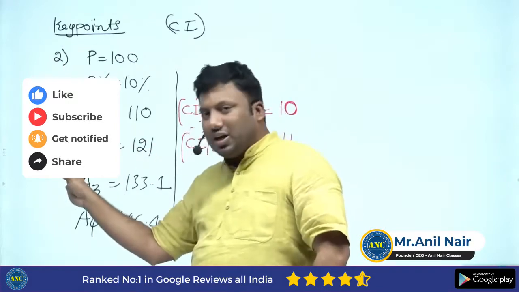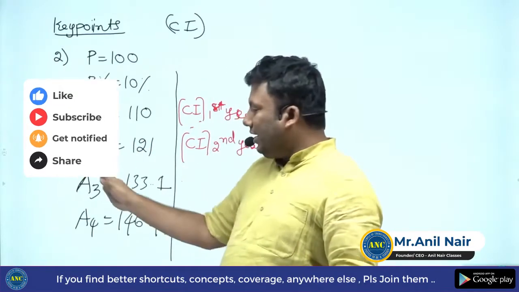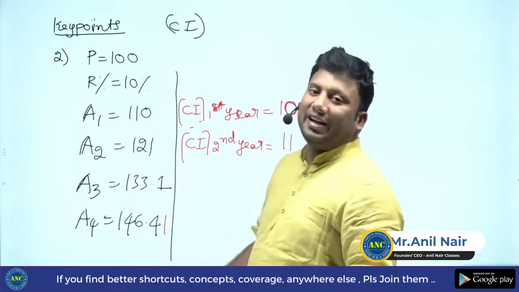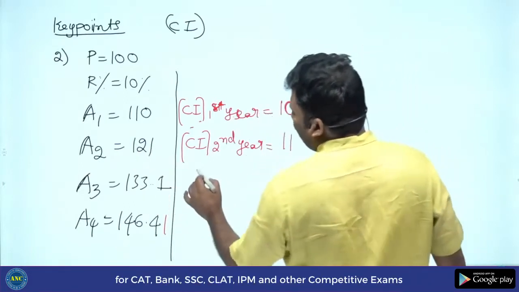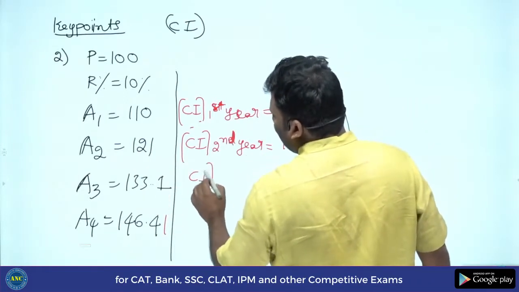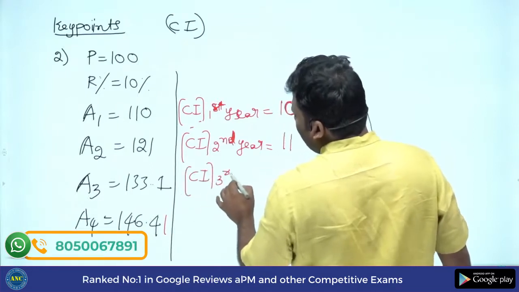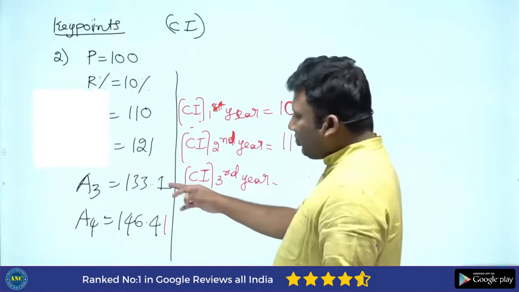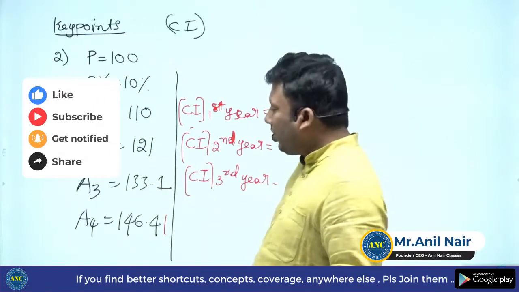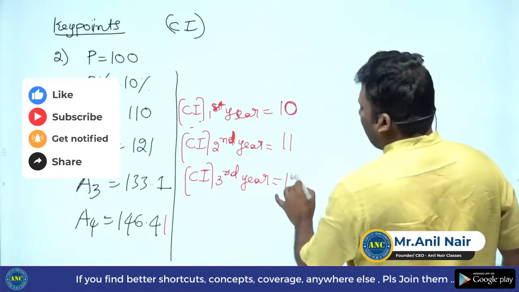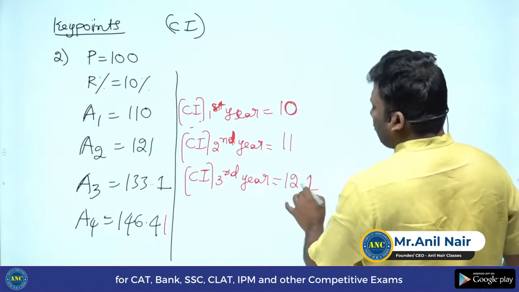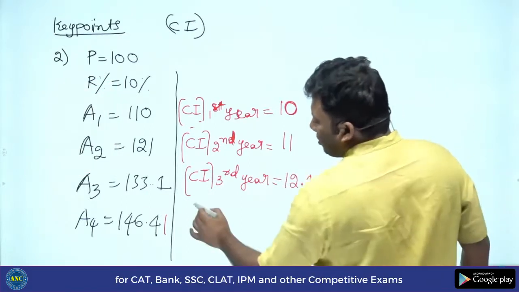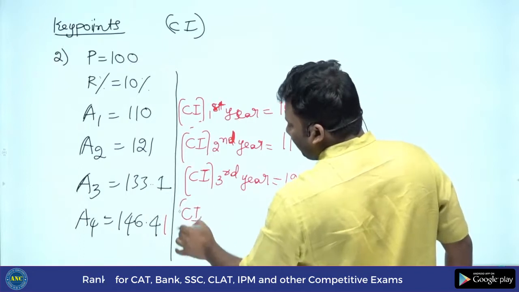The amount at the end of the second year becomes the principal for the third year. That means it becomes the input for the third year. Beginning it is 121, ending it is 133.1. That means the CI for the third year is 133.1 minus 121, which is 12.1.